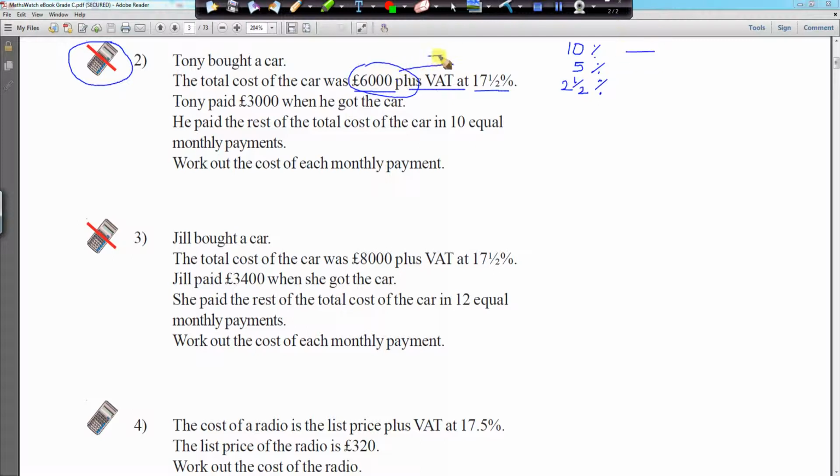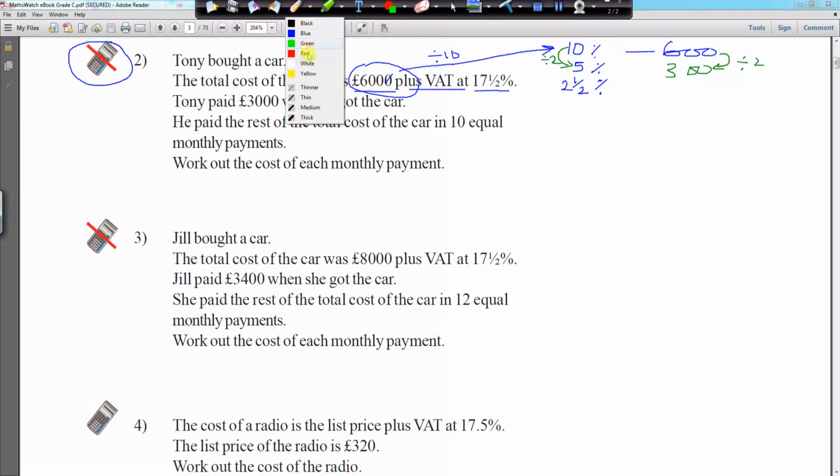You have to divide it by 10. 6,000 divided by 10, because 10% is 1/10. We basically knock off a 0, so that gives us £600. Now 5%, if we look at 5%, 5% is half of 10%. So we're dividing 10% by 2. So we divide the 10% value by 2 as well. So 600 divided by 2 is 300.